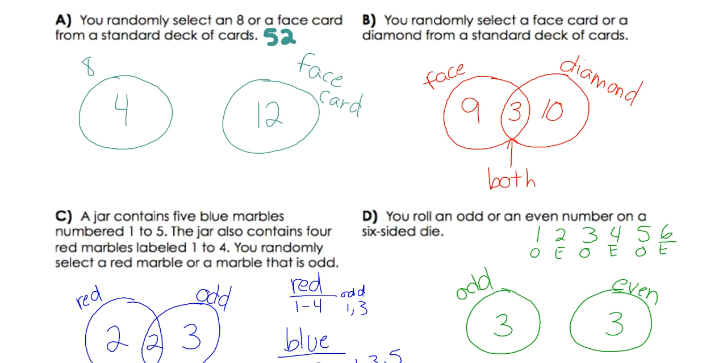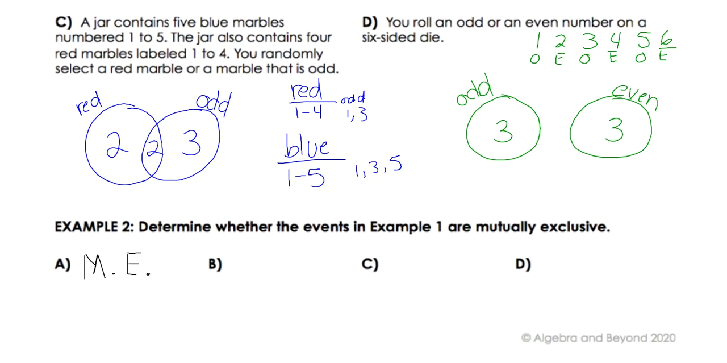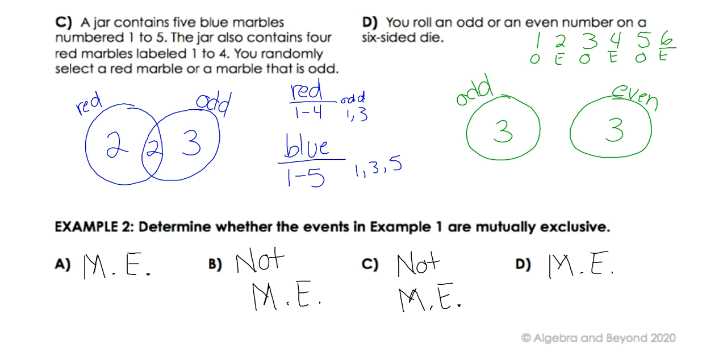If we look at example B, we see that there was overlap. You can pick a face and a diamond card at the same time. So we would say those are not mutually exclusive. Example C, the jar with the marbles. There were some marbles that were both red and odd, so those are not mutually exclusive. They can happen at the same time. And then finally we had example D, where we were rolling a dice and we were saying, could an even and an odd number come up at the same time? And in that case, there was no overlap. So those are mutually exclusive events.